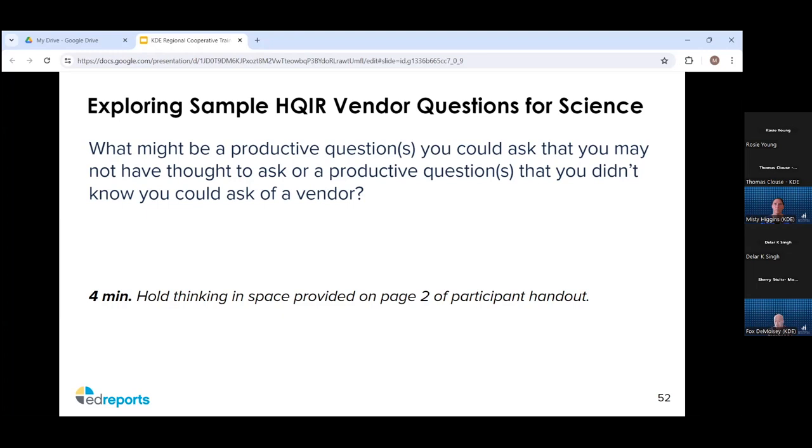So feel free to hold your thinking on page 2 of the participant handout. And I see the link is now in the chat. So we'll take just about 4 minutes to look through that tool with those two lenses. What's a question that could be especially productive to ask of a vendor? And maybe what's a question that might not have even occurred to you to ask, or that you could ask of a vendor? So we'll come back in about 4 minutes.